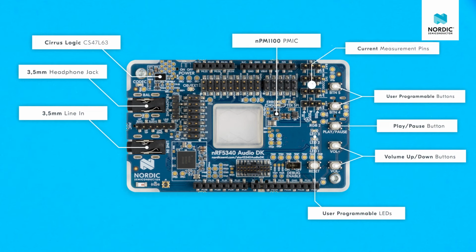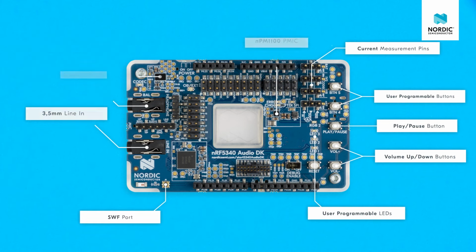For power measurement, we have current measurement pins located here. The different pins enable you to measure the part of the board that you are interested in. Here we have the SWF port for RF measurements.